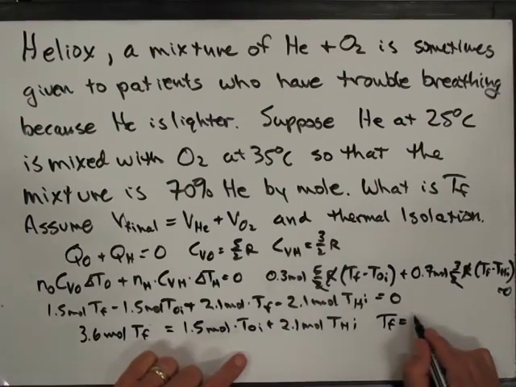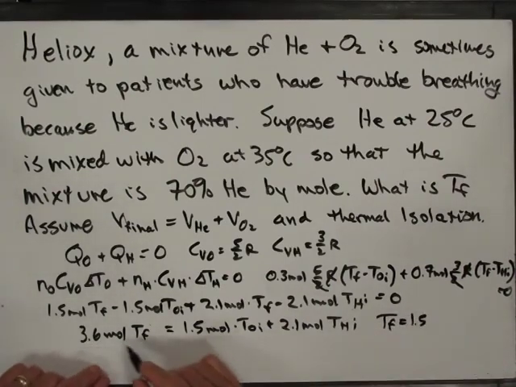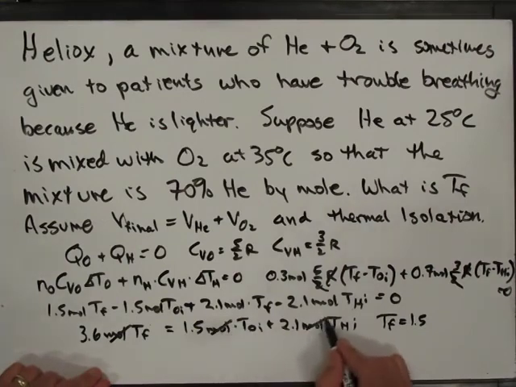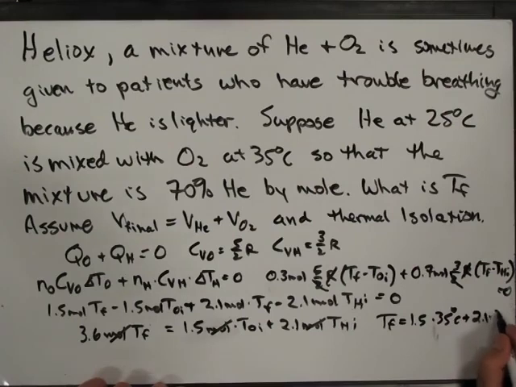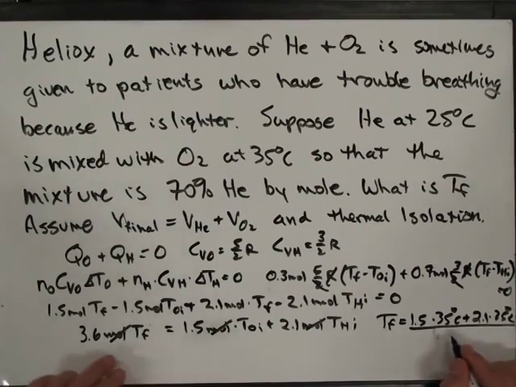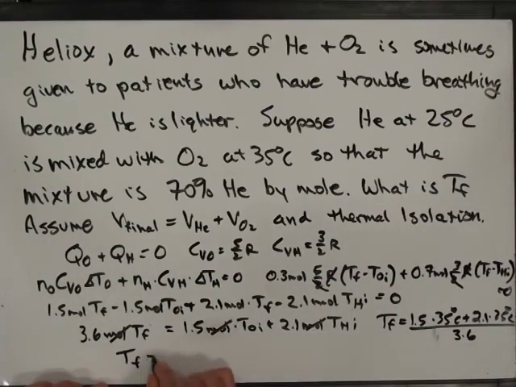is 1.5 moles. I can cancel out all the moles if I want to, the moles unit, right? And I can get it's 1.5 times T oxygen initial, which is 35 degrees C, plus 2.1 times 25 degrees C, all divided by 3.6. And so what I get for T final comes out to like 29.2 degrees C.